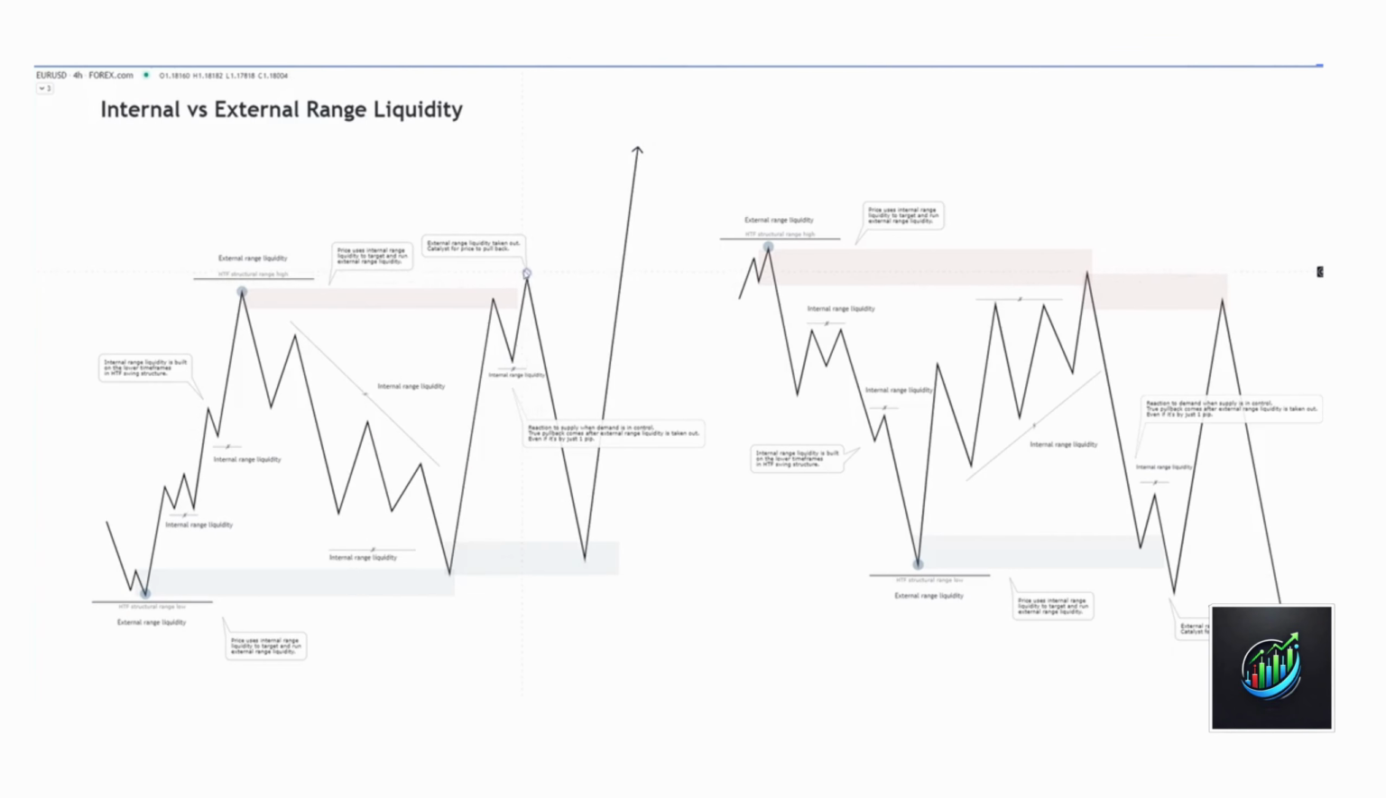It takes out external range liquidity and then taps into a demand zone. A couple different variations, of course, but this is the basic framework of internal versus external range liquidity in a bullish context. And we can look at it in this exact same way on the flip side for bearish internal versus external range liquidity. As we can see in a bear trend, this would be our 4-hour swing structural leg. We have our swing high and our swing low here. Everything that's moving within this range would be a complex pullback.